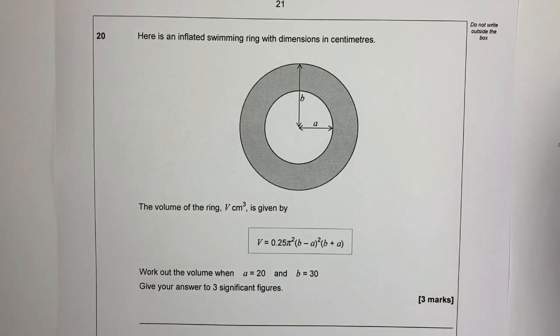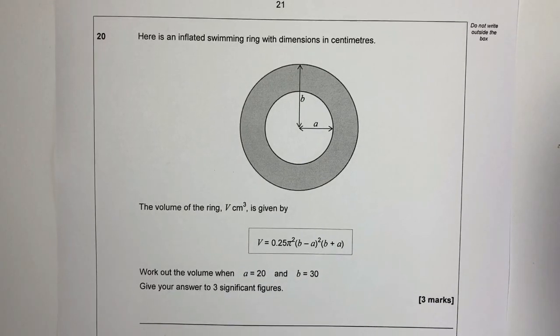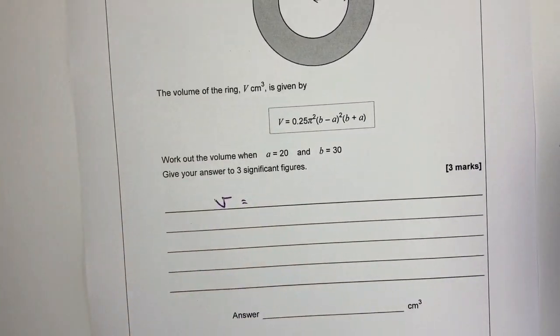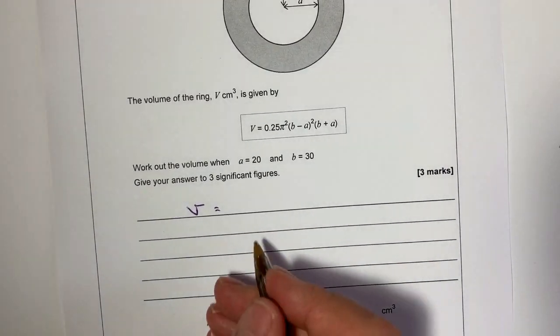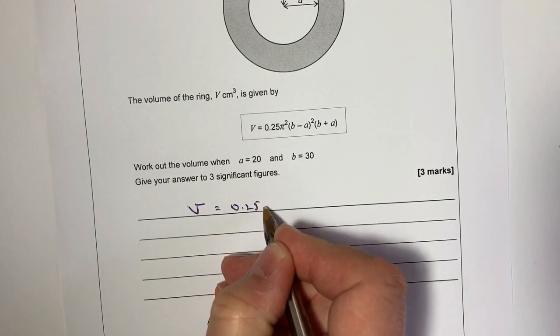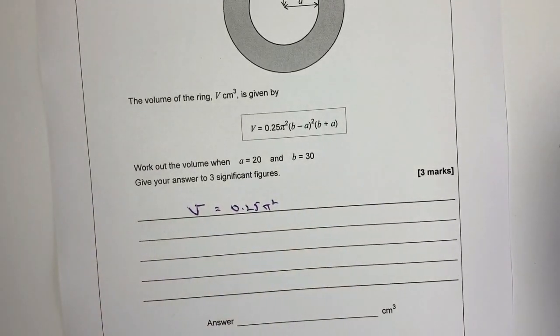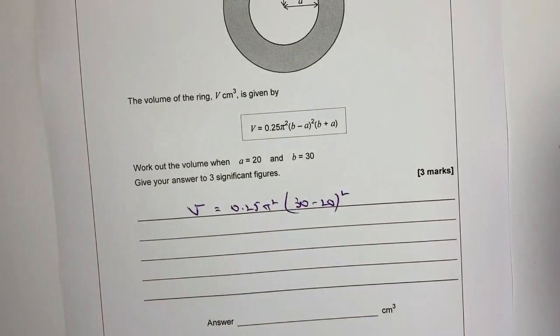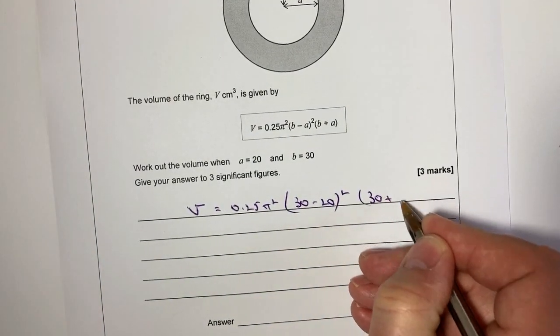So if I work that out by simply substituting the numbers, then I'm going to get the volume equals 0.25 pi squared. Well that's fine, we can put that in a calculator, not a problem. And then I've got B minus A, well that's going to be 30 minus 20 squared. And then I've got B plus A, which is going to be 30 plus 20.